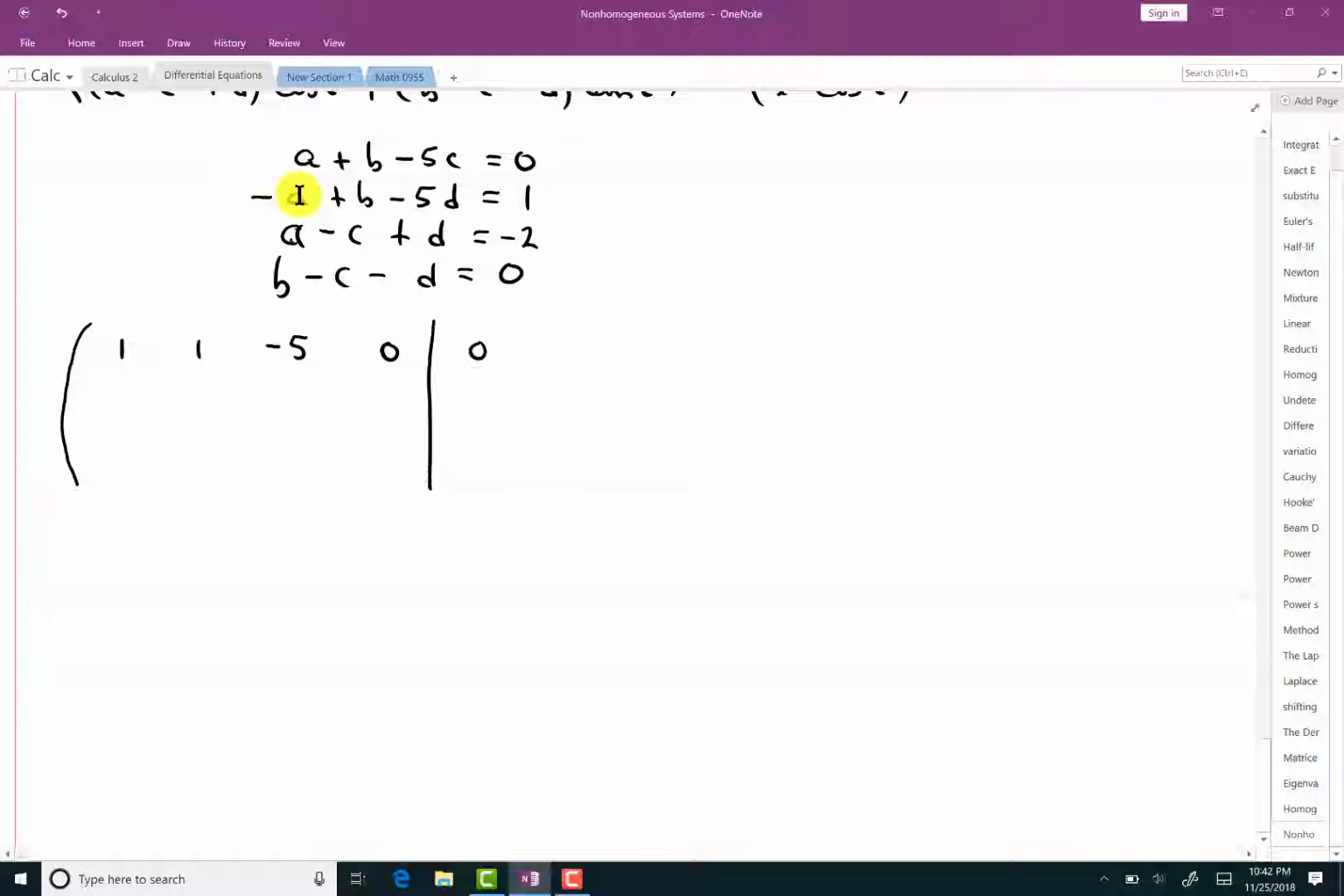Next I have negative 1A, positive 1B, 0C, and negative 5D. That was equal to 1. Then I have A minus C, there was no B, plus D was equal to negative 2. And then finally 0, 1, negative 1, negative 1, 0.